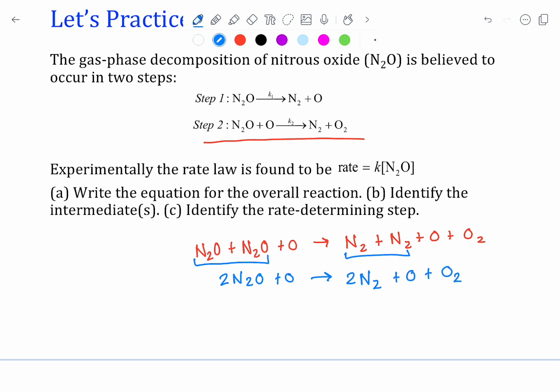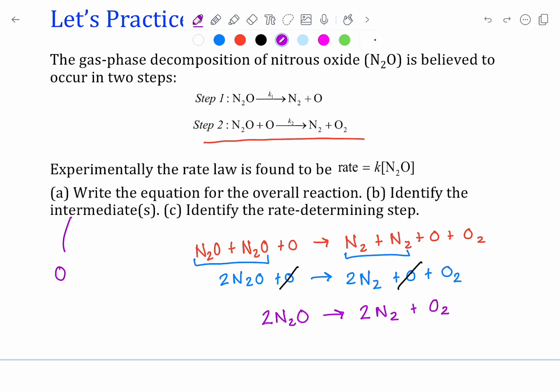Okay, now we can look at what cancels. Well, oxygen and oxygen are on both sides, so they cancel each other out. So that simplifies our reaction to be 2N2O goes to 2N2 plus O2. Whatever was canceled is then our intermediate, so the intermediate is O.